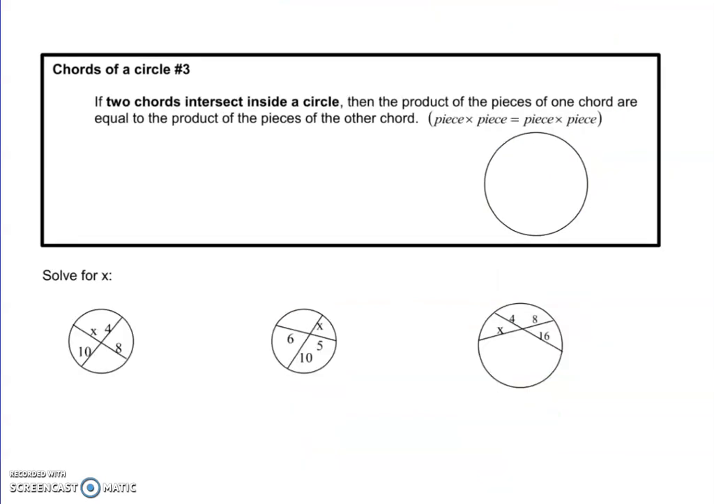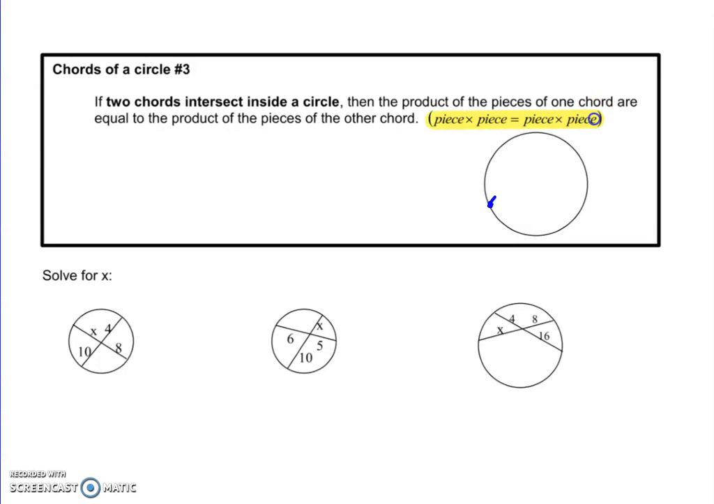Okay, and the last theorem of today, and this is a big one. If two chords intersect inside a circle, then the product of the pieces of one chord is equal to the product of the pieces of the other chord. And there's kind of a saying for this one. It says piece times piece equals piece times piece.